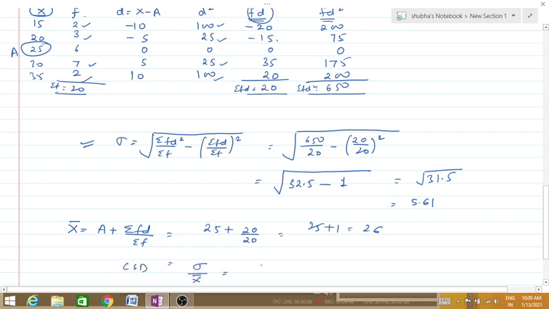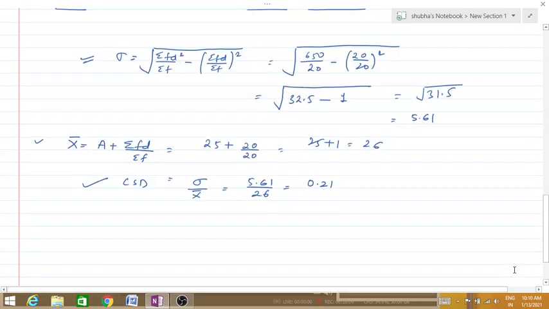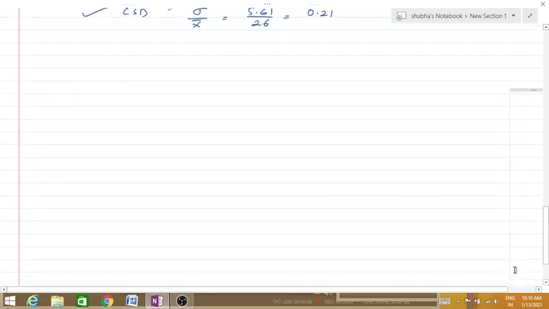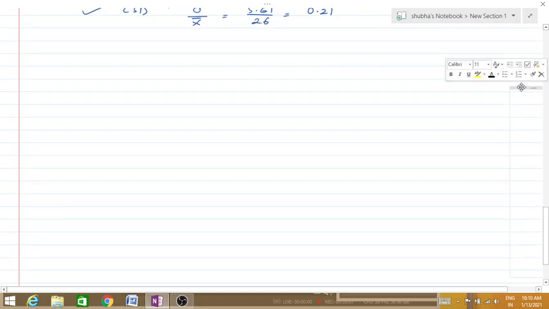Now to calculate CSD we write the formula standard deviation divided by mean. Standard deviation is 5.61 and mean is 26. By solving it, we get 0.21. This is how we calculate CSD, mean and standard deviation in shortcut method. Now, the last method is step deviation method. I'll be explaining the same method in the same video only, with the same question.